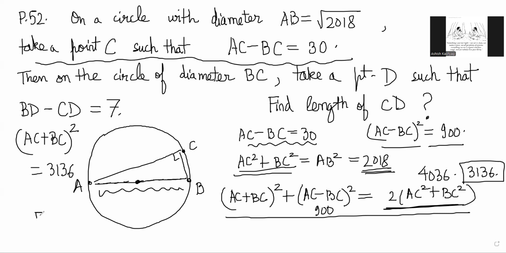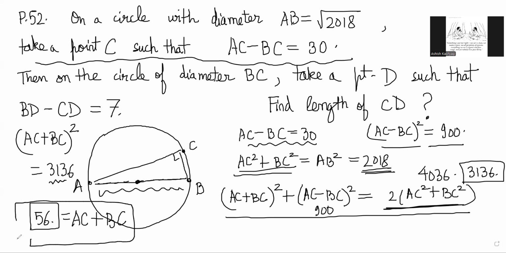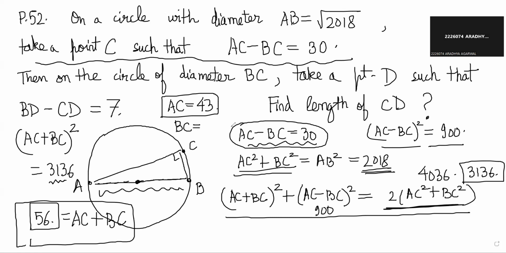So I think this is 56, right? 56 square should be 3136, I think. Yes, sir. We are getting AC plus BC is 56 from here. And we already had AC minus BC is 30. So AC is 43. You have made some silly mistake, Aradhya. Yes. BC is what? BC is 13, no? Correct?